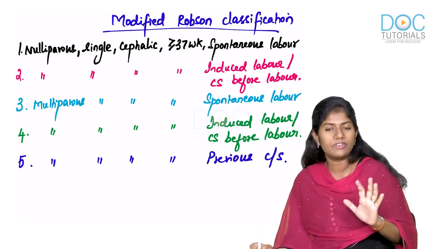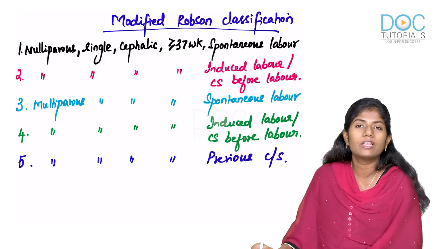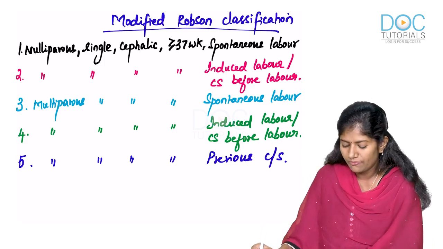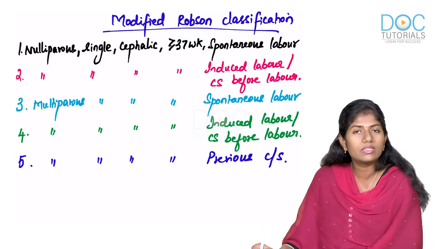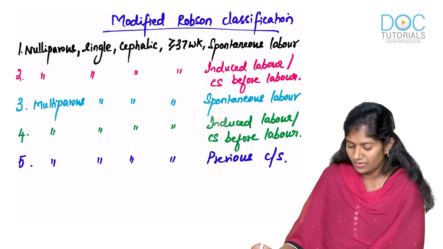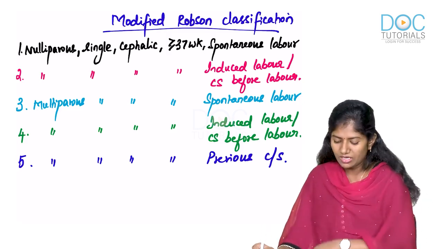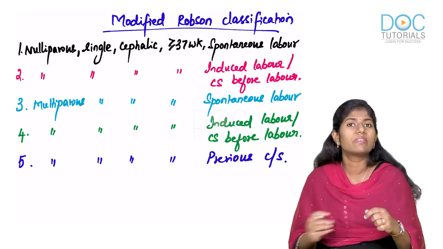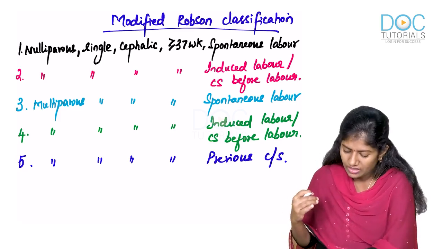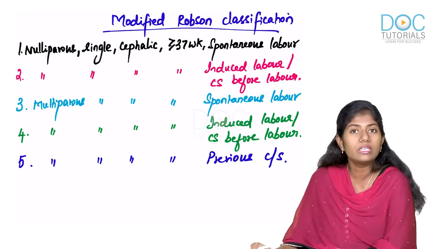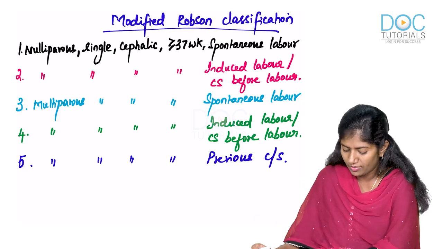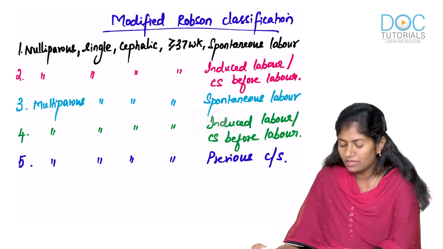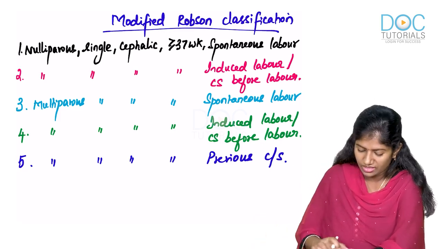So we have finished 5. Nulliparous single cephalic more than 37 weeks, spontaneous labor. Nulliparous single cephalic more than 37 weeks, induced labor or CS before labor. Multiparous single cephalic more than 37 weeks, spontaneous labor. Multiparous single cephalic more than 37 weeks, induced labor or cesarean section before labor. Multiparous single cephalic more than 37 weeks with previous cesarean section.